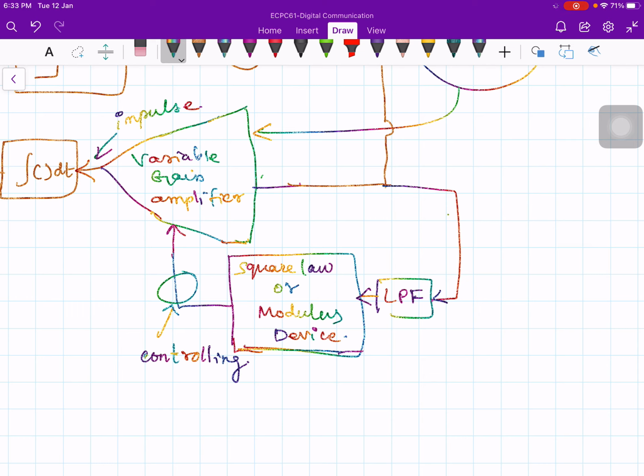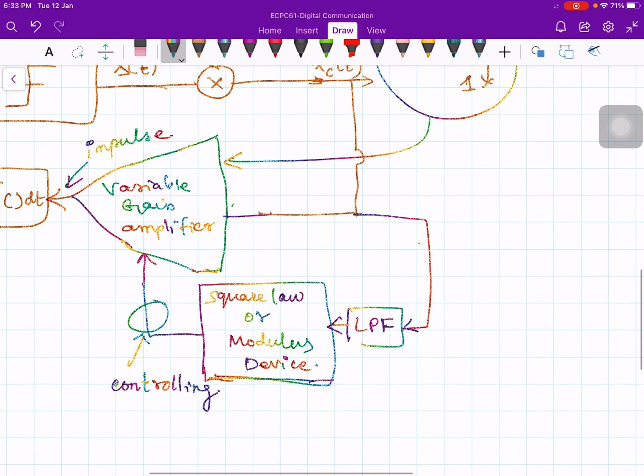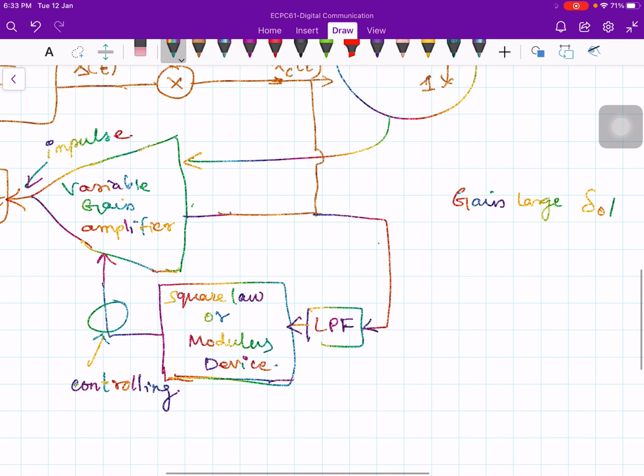When the gain is large, the step size will be large. When the gain is small, then the step size will be small. Therefore, if the gain is large, then the step size will be increased. If the gain is small, then the step size delta will be decreased.